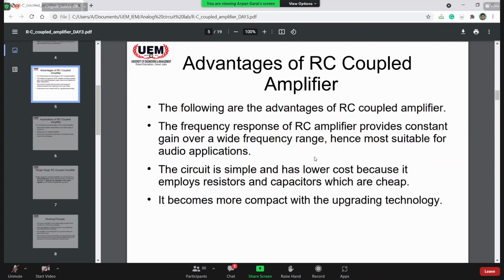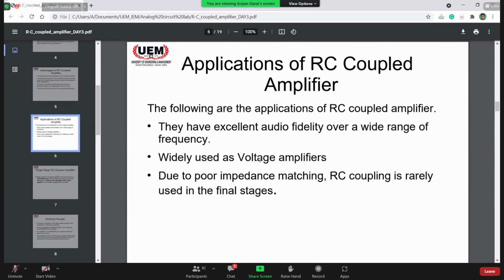It also becomes more compact with upgrading technology. In today's world the technology is very much upgraded, so the RC coupled amplifier is actually made to be more compact. This technology is often used. Now, the applications of the RC coupled amplifier.